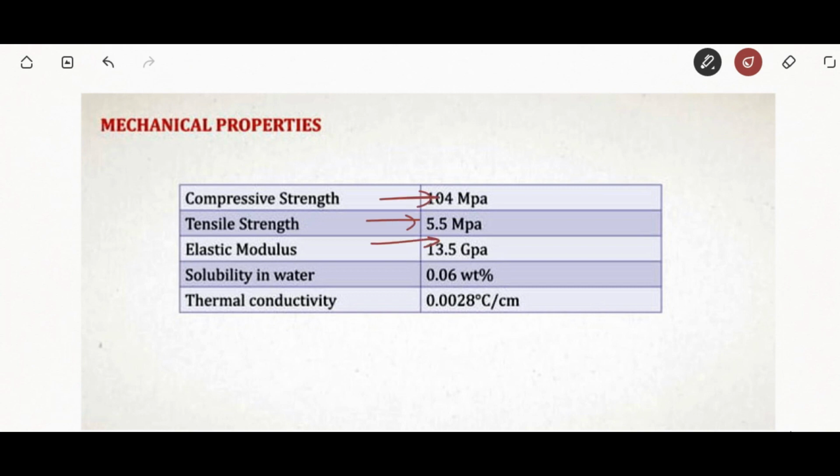So these are the mechanical properties. The compressive strength is 1.4 megapascal, tensile strength 5.5 megapascal, elastic modulus is 13.5 gigapascal. So remember all these values.